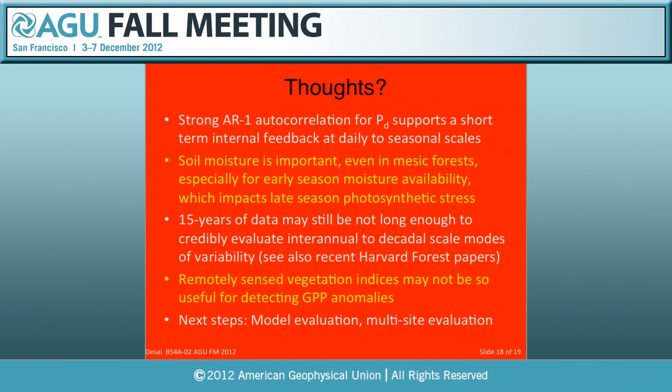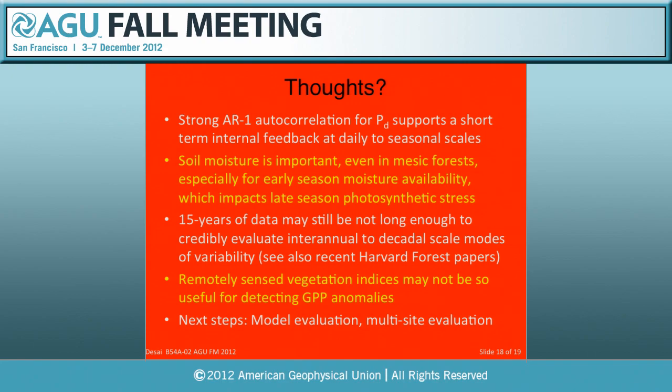15 years of data, and this is a scary part, and I'm almost hesitant to put this conclusion up, may still not be long enough to credibly evaluate interannual to decadal scale modes of variability. And there's also some recent work by Harvard Forest that is on similar lines of thought, and I think we'll hear a little bit from Bill Munger later on what they find.